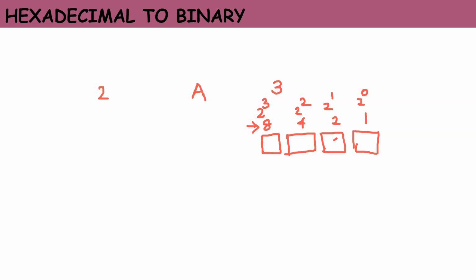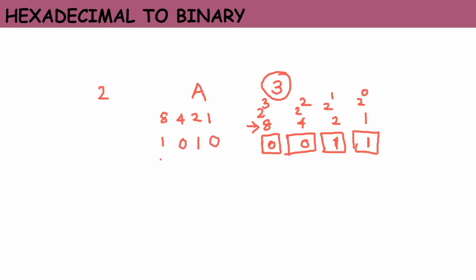The first hexadecimal digit is 3. So the equivalent binary value will be 0011. 2 plus 1 will give you 3, so those positions alone we put as 1. Next hexadecimal digit is A. Write the positional values 8, 4, 2, 1. Now A is equivalent to 10. To make this value 10, we need to put 1 in the positions 8 and 2, which becomes 1, 0, 1, 0.